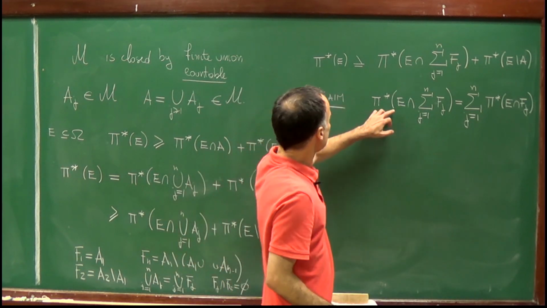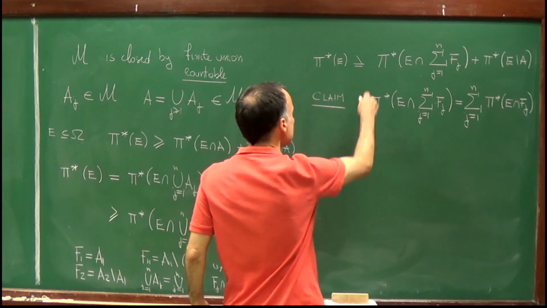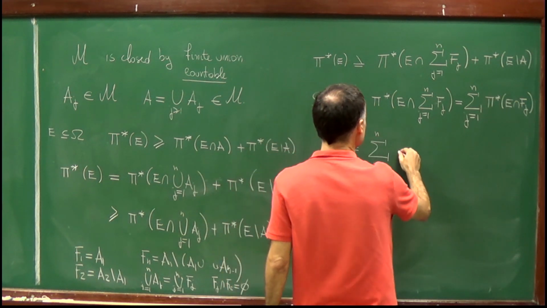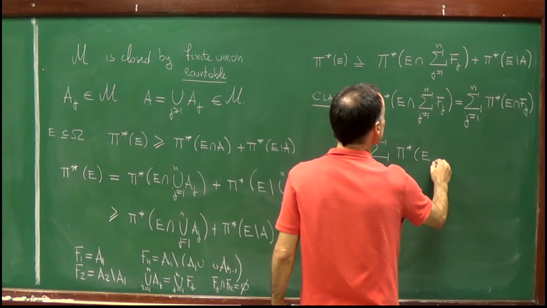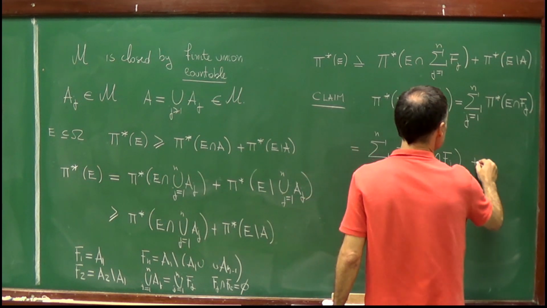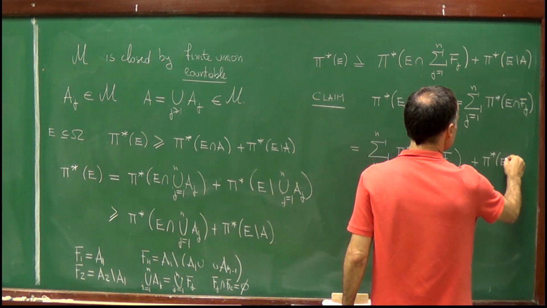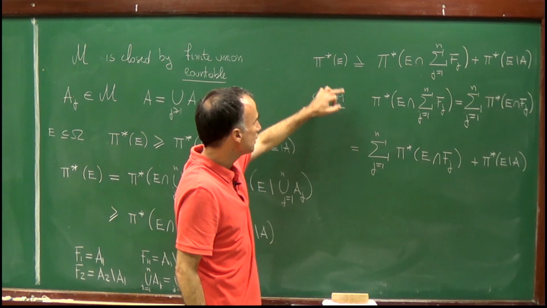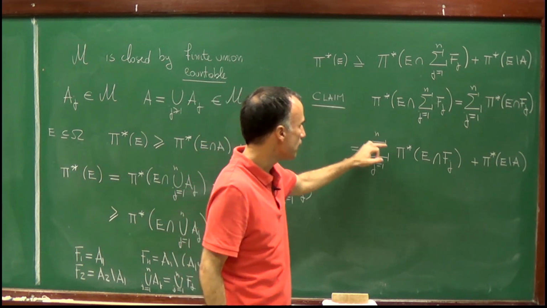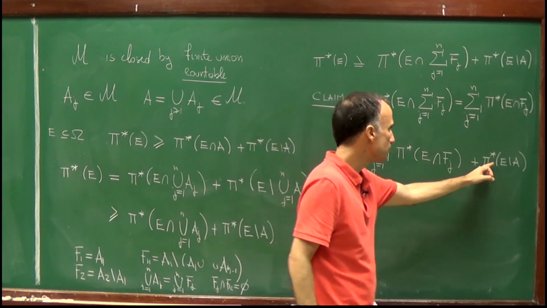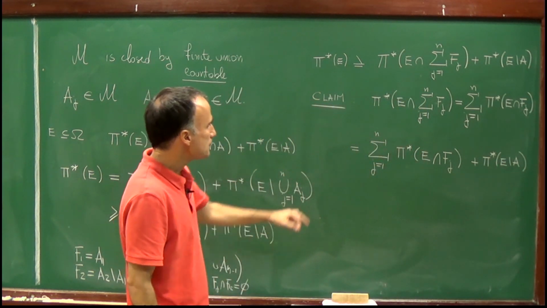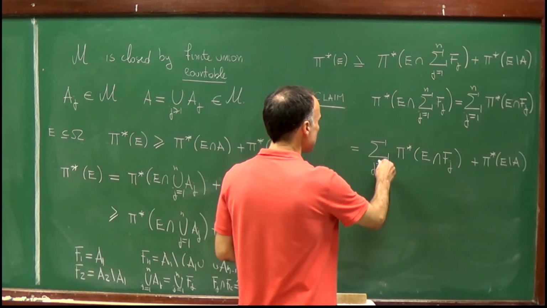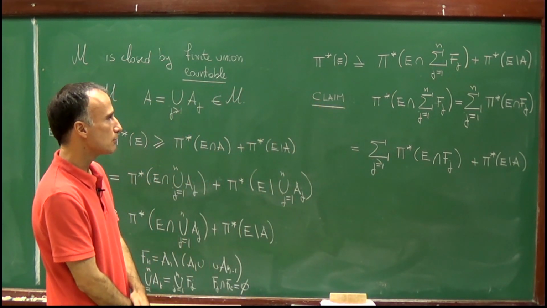The claim allows us to rewrite this inequality as a sum from 1 to n of p star of E intersection fj plus p star of E minus A. So what we have up to this point is that p star of E is greater or equal than the sum from 1 to n of p star of E intersection fj plus p star of E minus A. And this is true for all n, so we can send n to infinity to get the same inequality for the sum j greater or equal than 1.